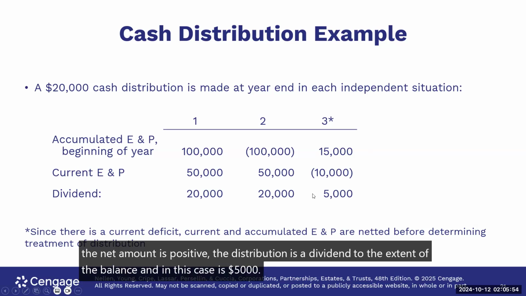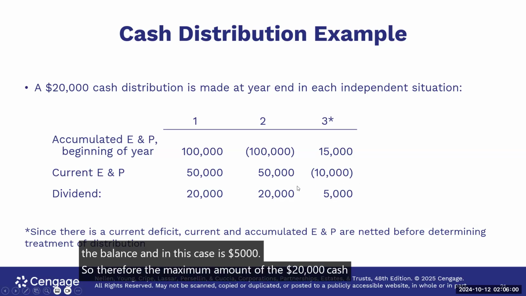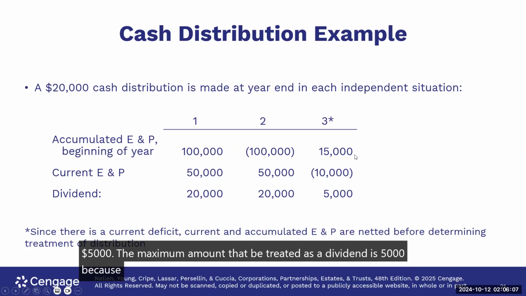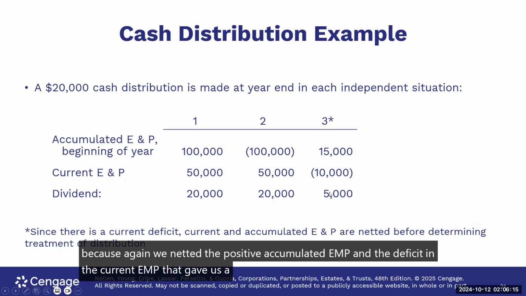So therefore, the maximum amount of the $20,000 cash distribution that can be treated as a dividend is $5,000, because again, we netted the positive accumulated E&P and the deficit in the current E&P, and that gave us a positive $5,000. So that is the maximum amount that can be treated as a dividend.